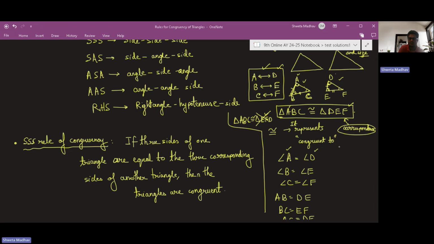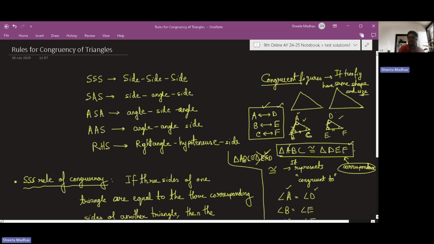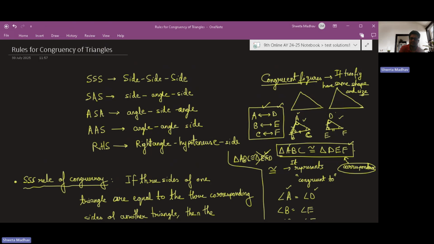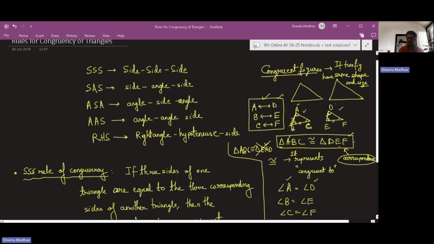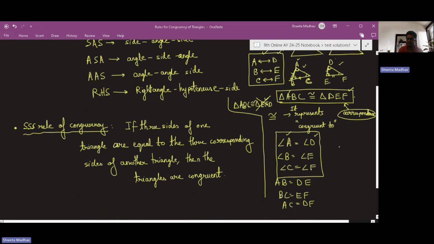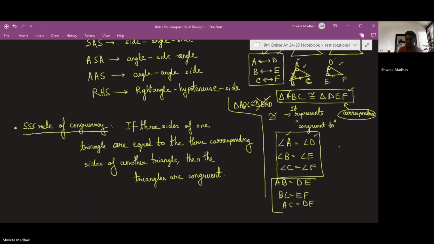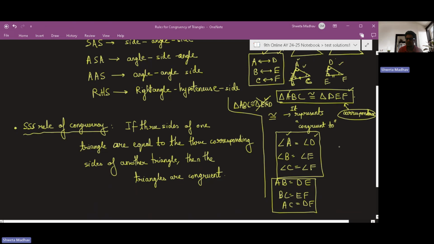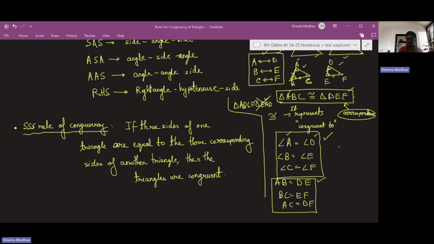Congruent, as I have told, congruent triangles means that they should have the same shape and the same size. Same shape means all their corresponding angles should be the same, and same size means all their corresponding side lengths should also be equal. All their corresponding sides should be equal and their corresponding angles should be equal. Then only I can say the two triangles will have the same shape and same size.